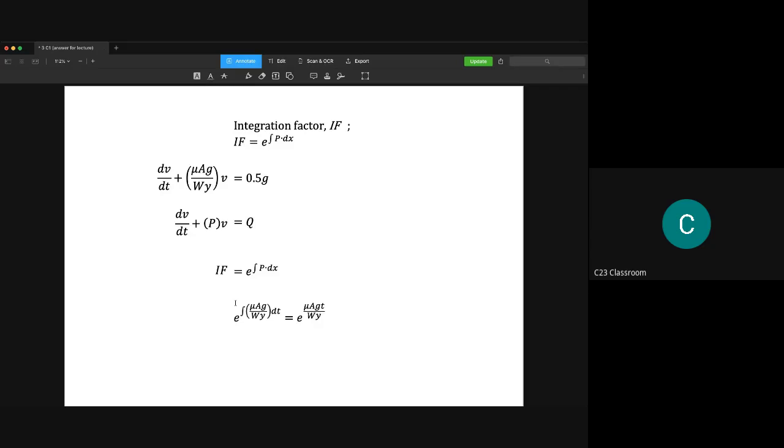So we have the exponential value, e to the power of the integral of p dx. So we substitute the value of p here, which is mu a g over weight and y, dt. And then if we integrate this one, we will get a new term of t here, so it will become e to the power of mu a g t over weight y.